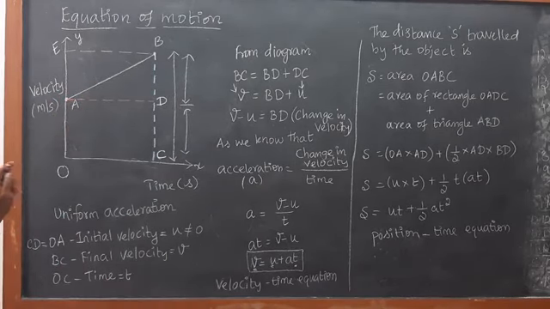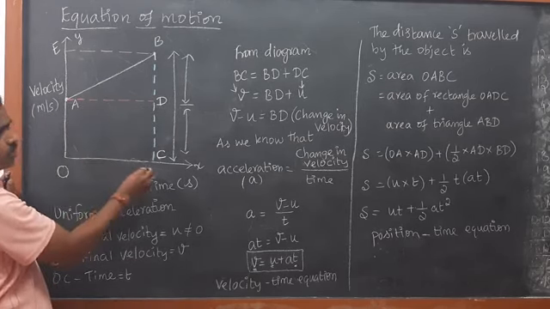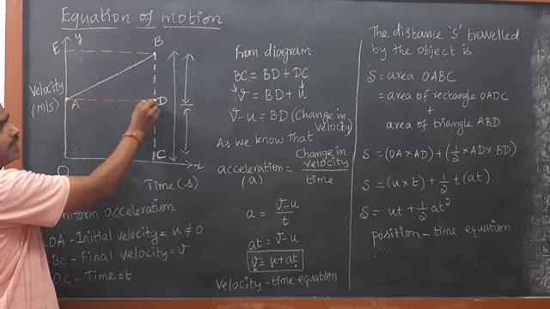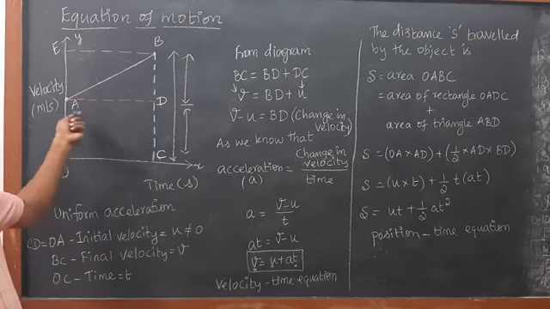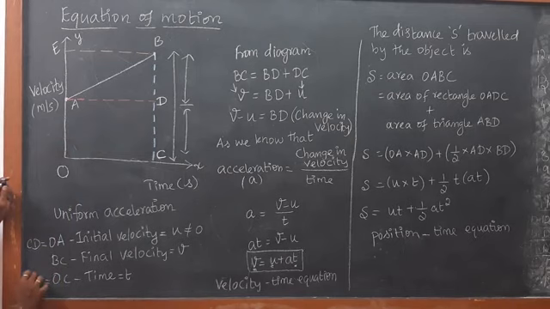Now, what I am going to do, I am going to draw one line parallel to OC. Okay, I am going to draw parallel to OC. So it reaches the point D. Then OC is equal to AD. Similarly, AD is also equal to OC, that is equal to T.